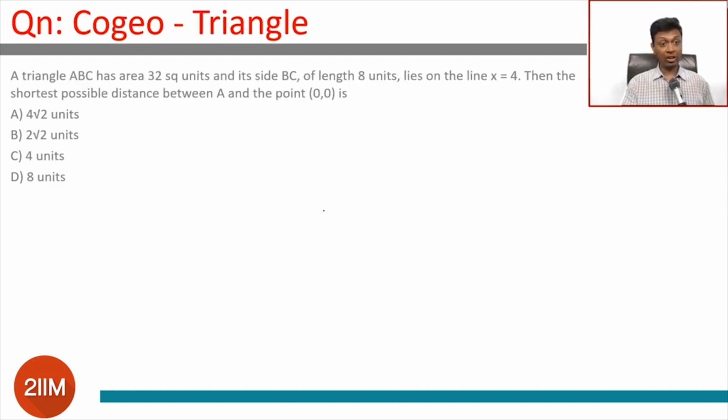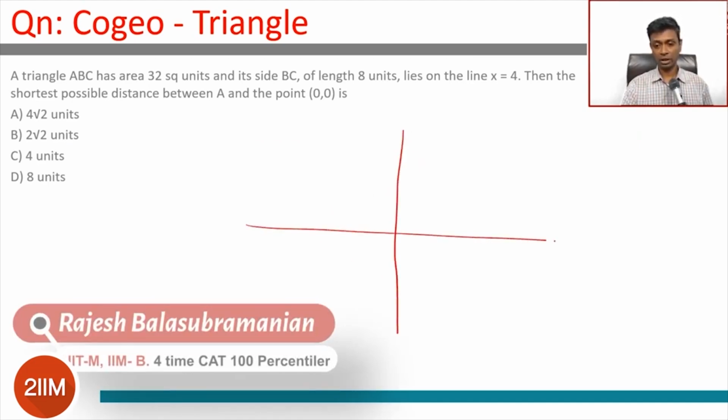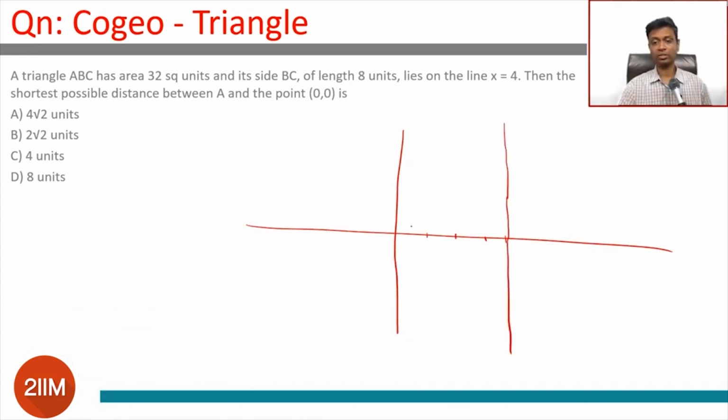A triangle ABC has area 32 square units and its side BC of length 8 units lies on the line x equal to 4. Fine. X equal to 4. Let's say 1, 2, 3, 4. X equal to 4 is a line parallel to the y-axis. This is 0, 0. This is the line x equal to 4. So BC measures 8 units and it's somewhere here.